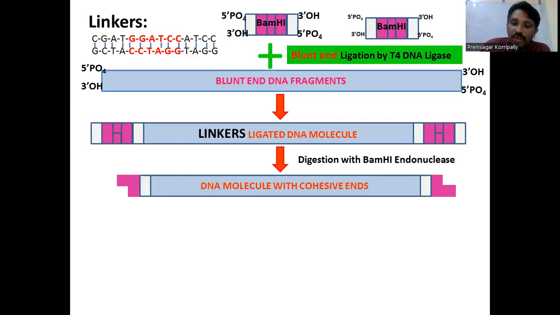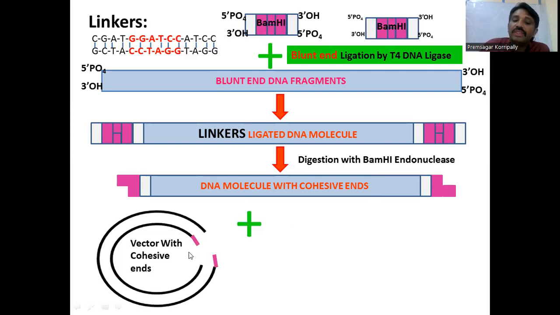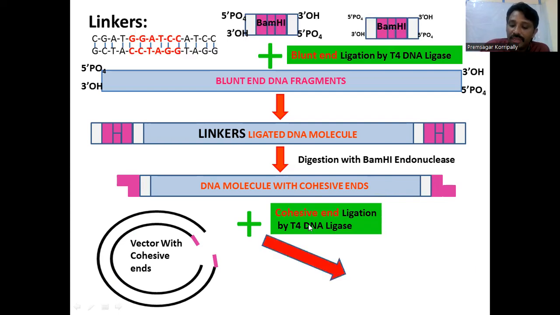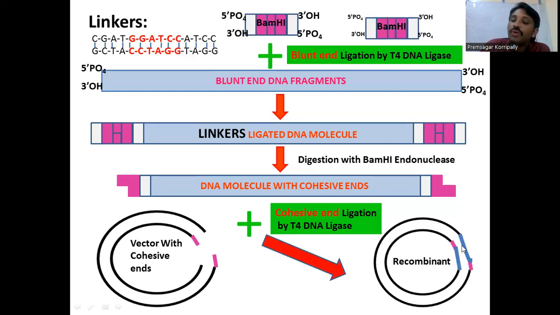Now this DNA molecule with the cohesive ends can be ligated with the vector with the same cohesive ends. So the vector also has the BamHI cohesive ends, and the insert also has the BamHI cohesive ends. Then go for ligation with the T4 DNA ligase, and you get a recombinant molecule.